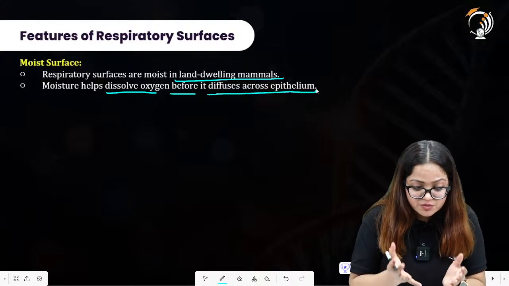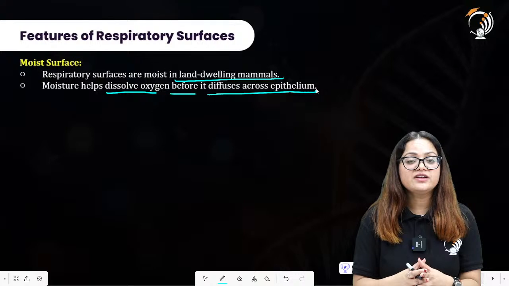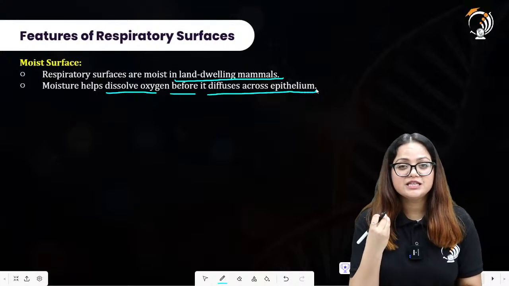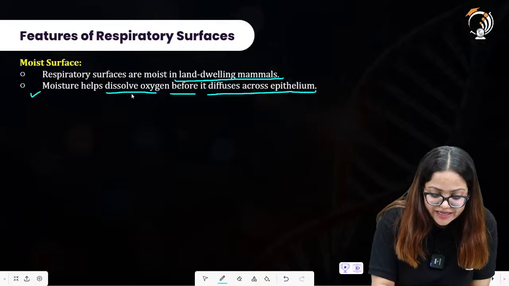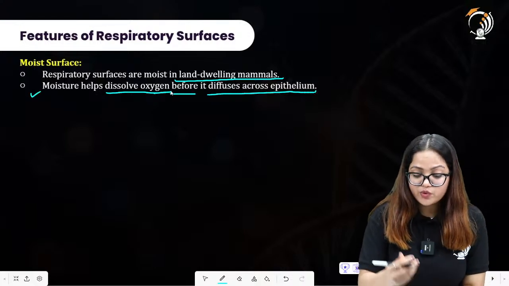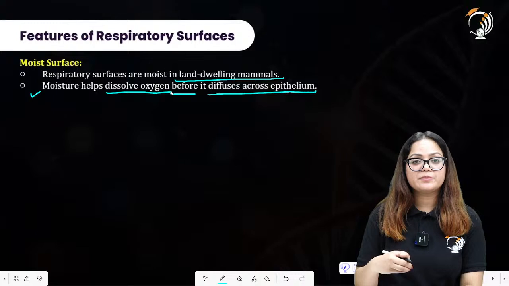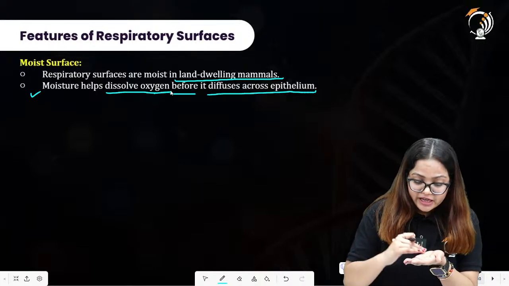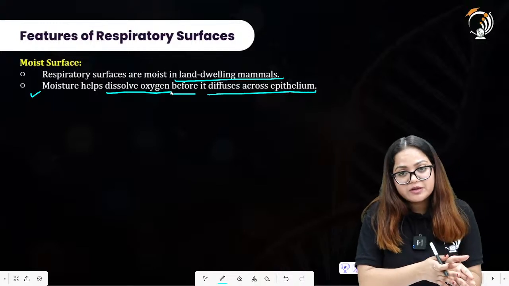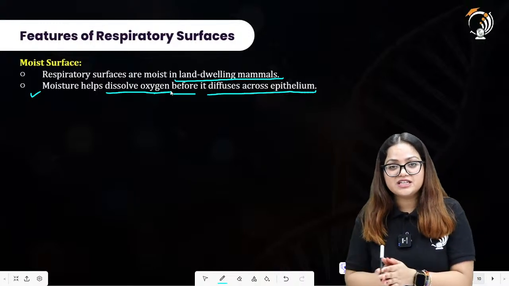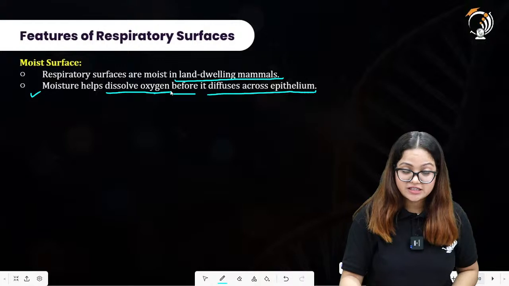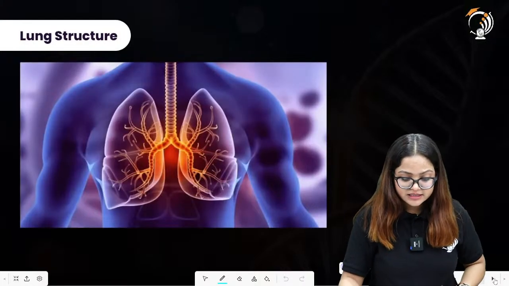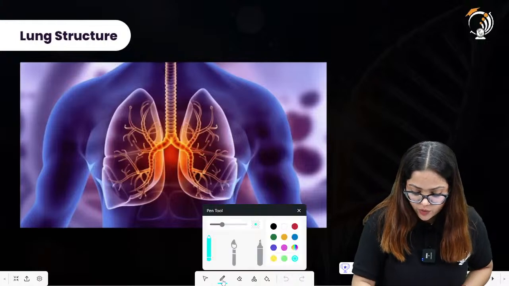So they have these moist surfaces inside their respiratory system because, being moist in nature, the moisture will help to dissolve the oxygen before it actually diffuses across the epithelium. The moisture will allow the oxygen to dissolve into it. Understood? Once it is dissolved, it will be transferred across this epithelium and directly enter into the bloodstream. This was all about the land dwelling mammals. This is the lung structure here and we have already understood about this.